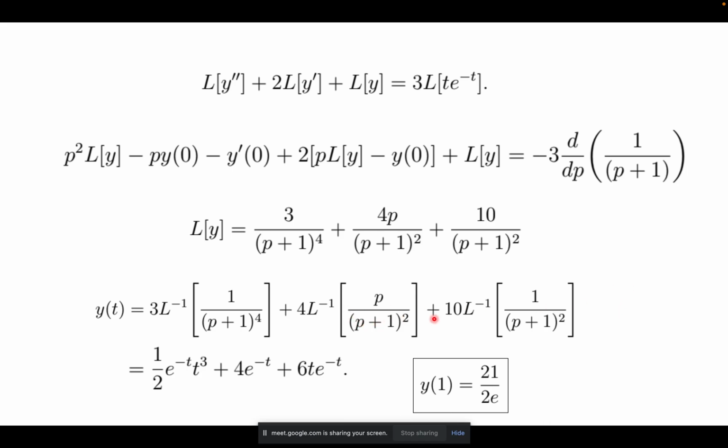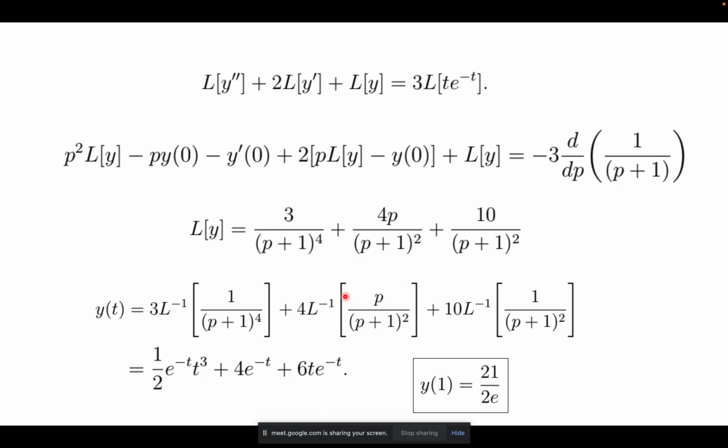Now you can club both of these. You can club this and the thing which is coming from here. So 4 times inverse Laplace of 1 upon (p plus 1) square. So if you club both of them, you will get 4 times inverse Laplace transform of 1 upon p plus 1, right?